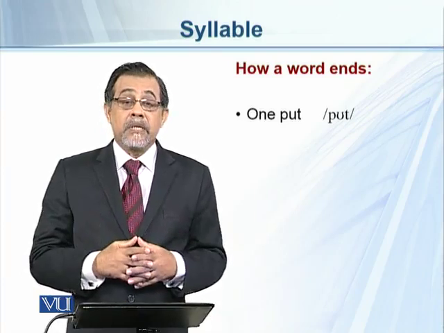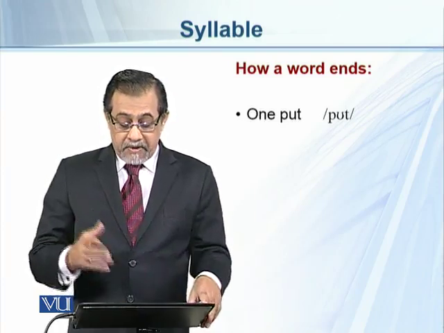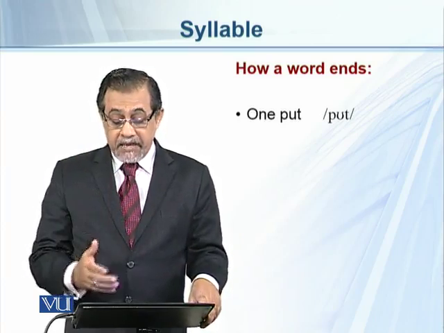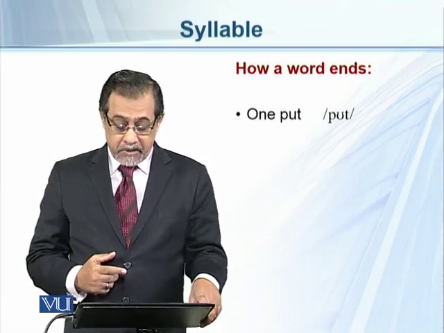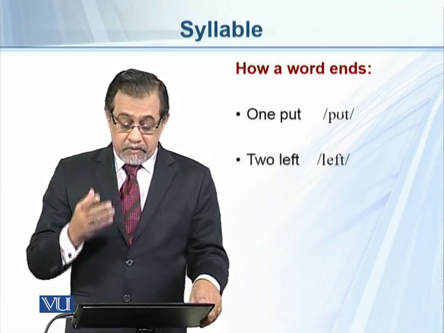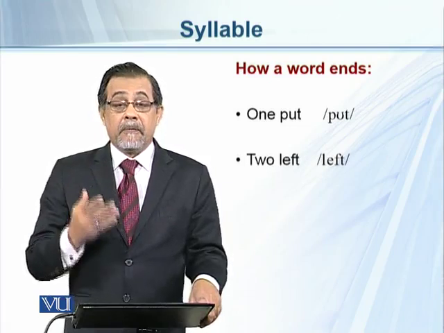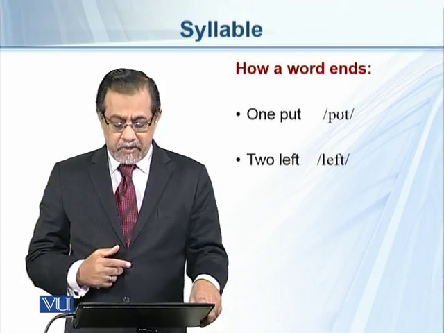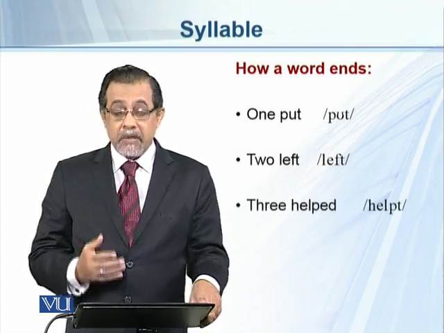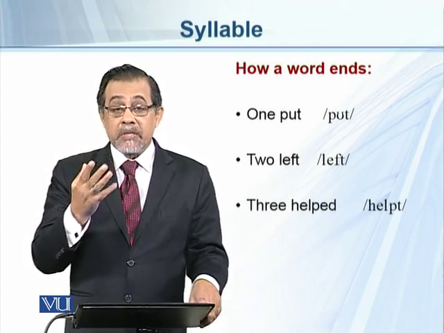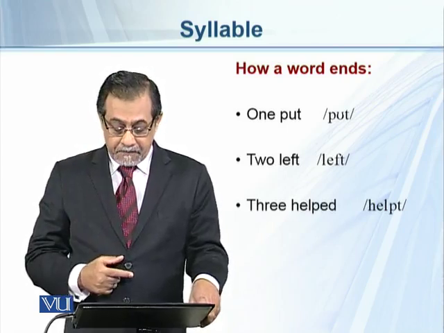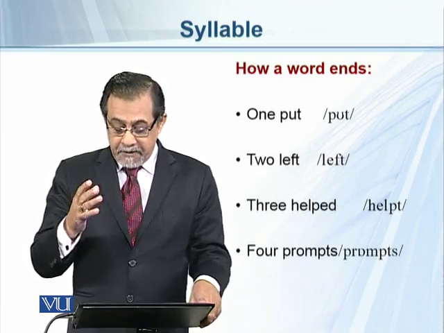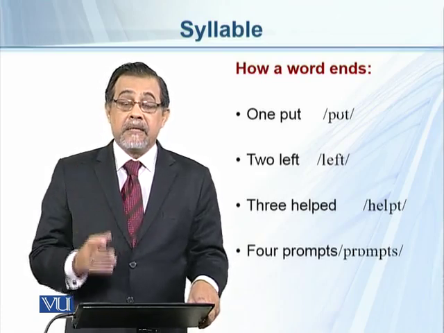So let's look at how a word ends. For example, we can see that the word put ends with one consonant sound. Two, for example, the word left has two consonants in the end, f and t. Three, for example, the word helped ends with three consonants, l, p and t. Four, for example, the word prompt ends with m, p, t and s.